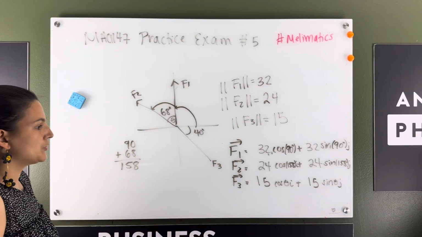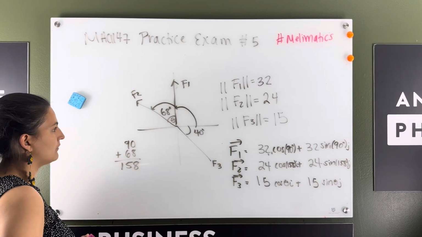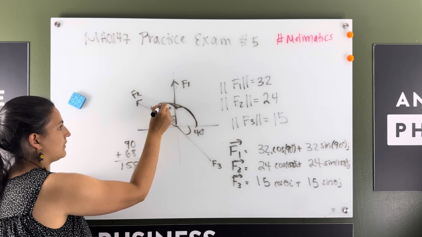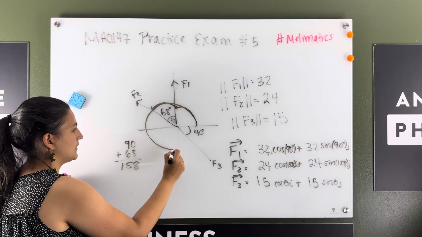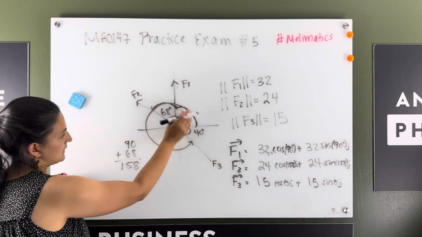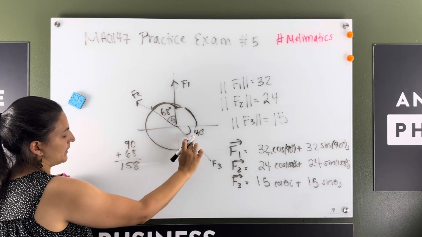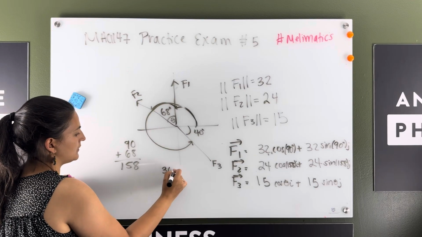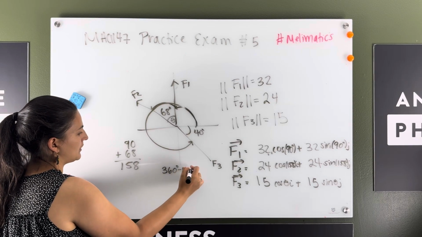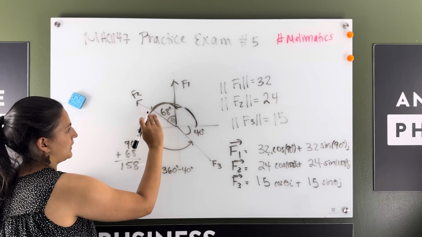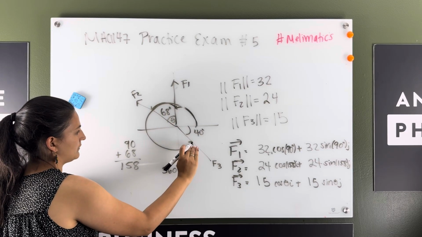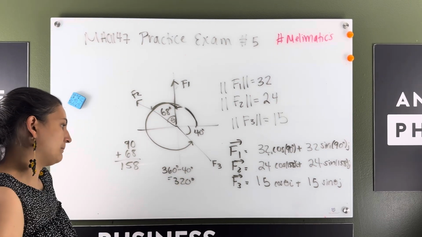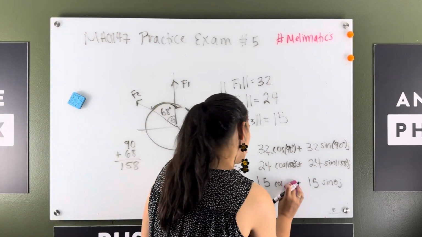For force 3, the magnitude is 15, and let's figure out that theta. For force 3, again, you have to go all the way counterclockwise, all of this, all the way to here. So as you can see, it's almost the whole unit circle, but with a difference of 40 degrees. So 360 degrees is the whole unit circle, minus the 40 degrees in order for us to go counterclockwise until we get to F3, which is 320 degrees. Okay, so we're going to plug in 320 degrees.